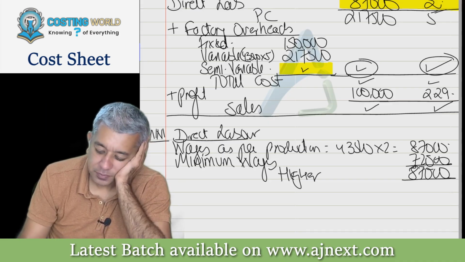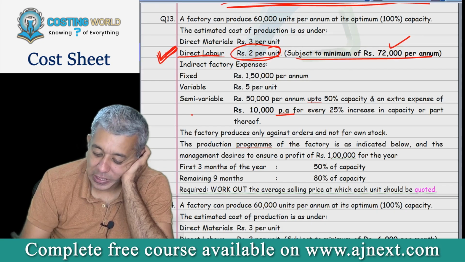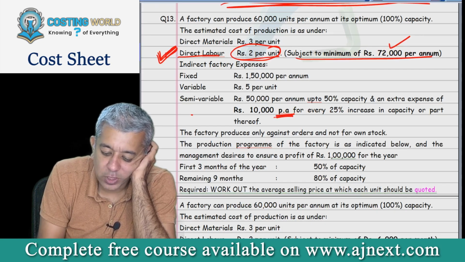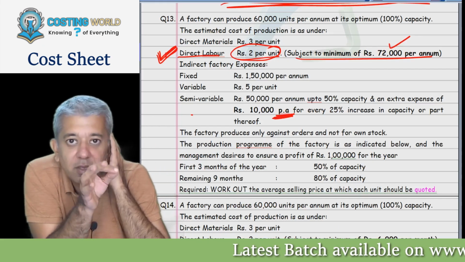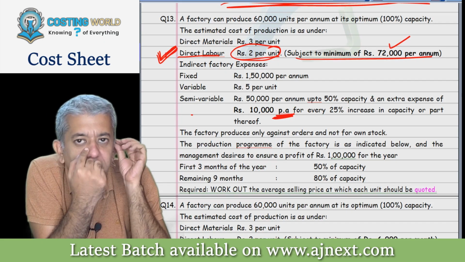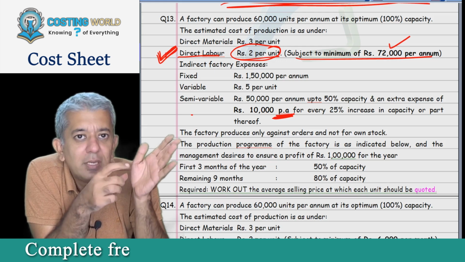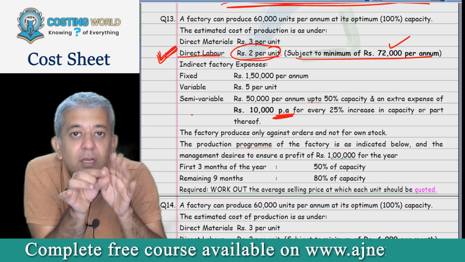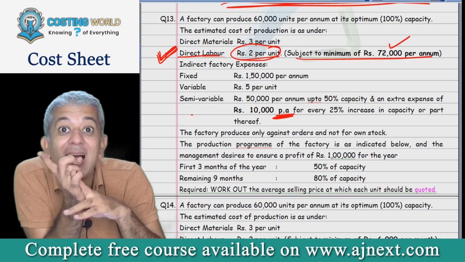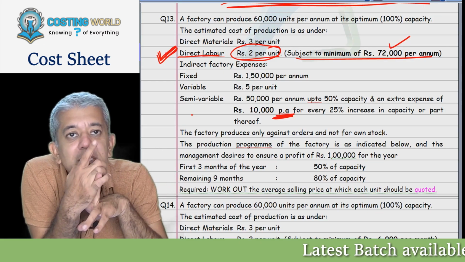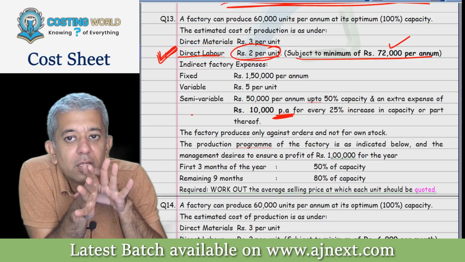Done. Now left is only one thing, that is semi-variable overheads. Try. This is the only word that has changed, per annum. I can only tell you one small thing. Whenever the word per annum is there, it makes an expense time proportionate. Means per annum means 10,000 is incurred for 1 year. It is not a flat expense like the last question. It is 10,000 for 1 year.